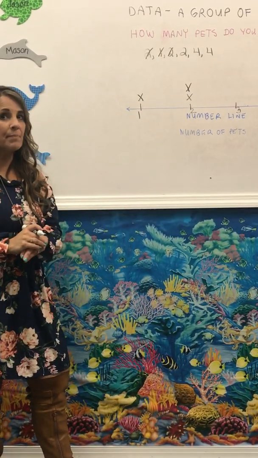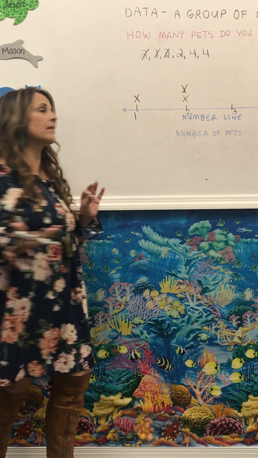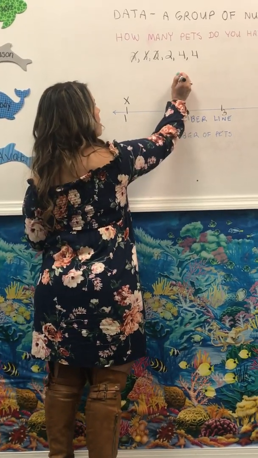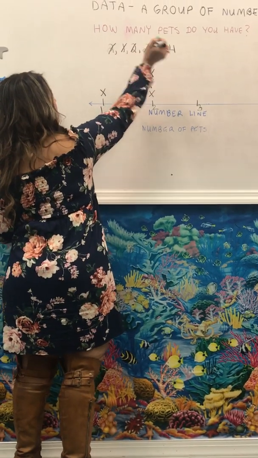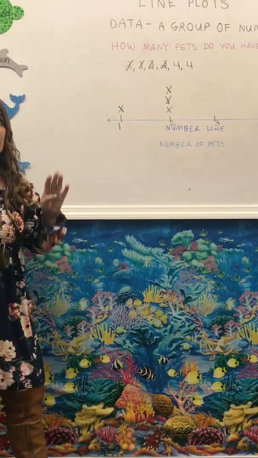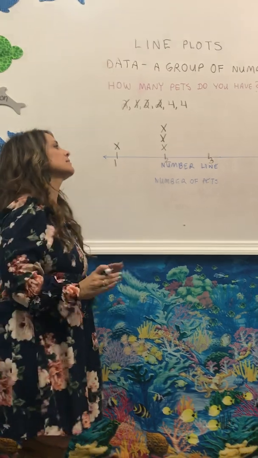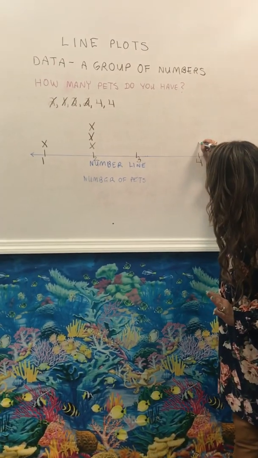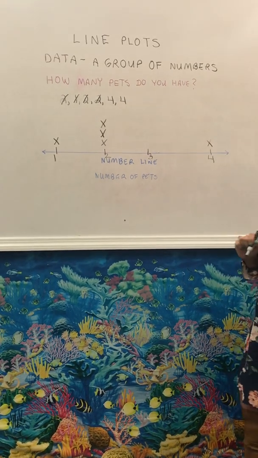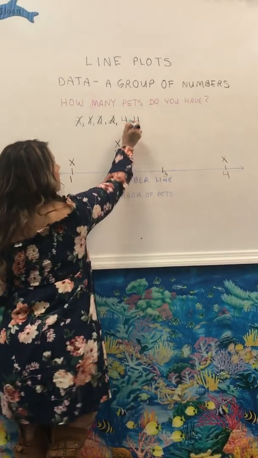And then our next pet is 2 again. Let's put another X by the 2. Let's cross off that 2. Now our next number is 4. That's a lot of pets. So we're going to come way over here and put an X right by the 4. Let's cross off our 4 here.